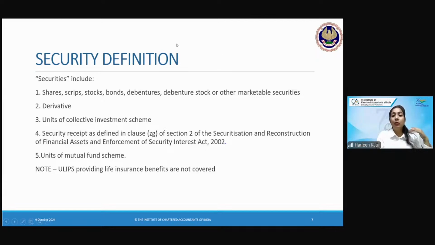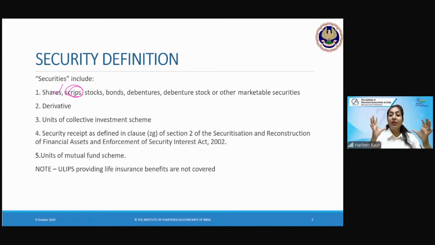So securities include, number 1, terms that are very familiar to us. Shares, you all understand shares. We are issuing shares to the company. So we can use the words security, issue of securities, issue of shares as one and the same. Scrips: when shares are traded on the stock exchange, the word scrips is used. So scrips is another name given to shares only.